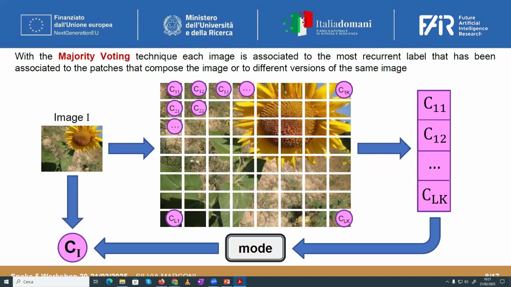If we use the patches of the image, we apply the majority voting technique that consists in associating to the image the most recurrent label that has been associated to the patches that compose the image. The same thing we will do if we consider, instead of the patches, different versions of the same image. For example, the image treated with different enhancement procedures.